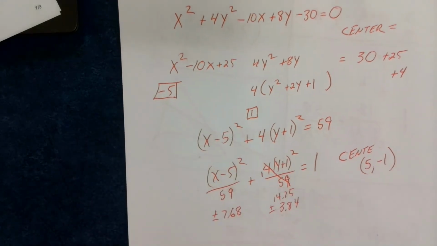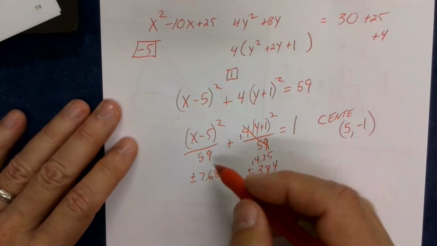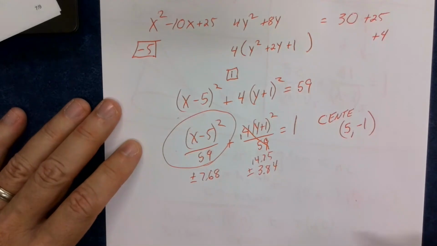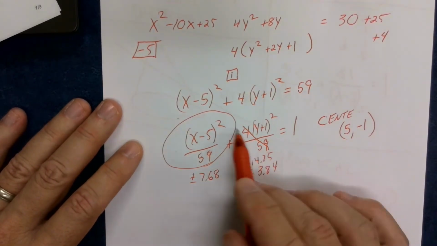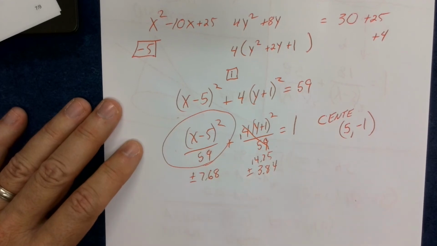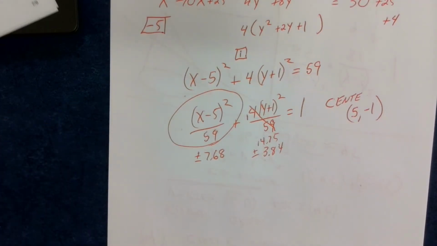So if my question was, which one of these is it, wider or taller? We know, because that number is bigger, 59 compared to 14.75 once I reduce this, that it's definitely going to be wider than it is tall. Okay? So there's also going to be another problem or two based on that.